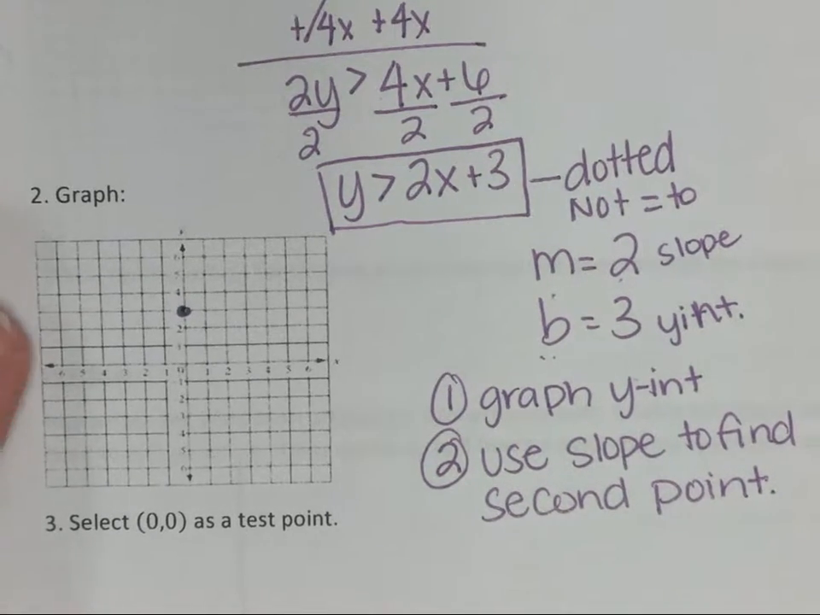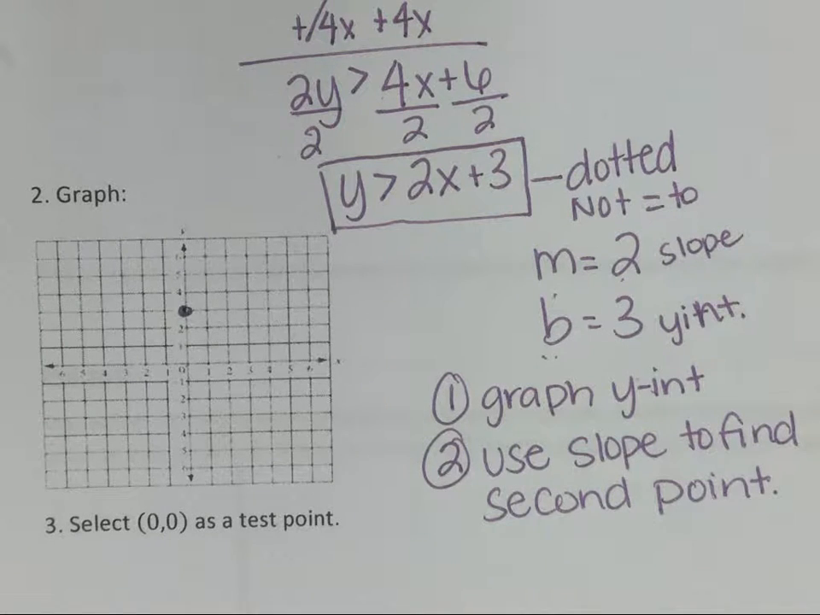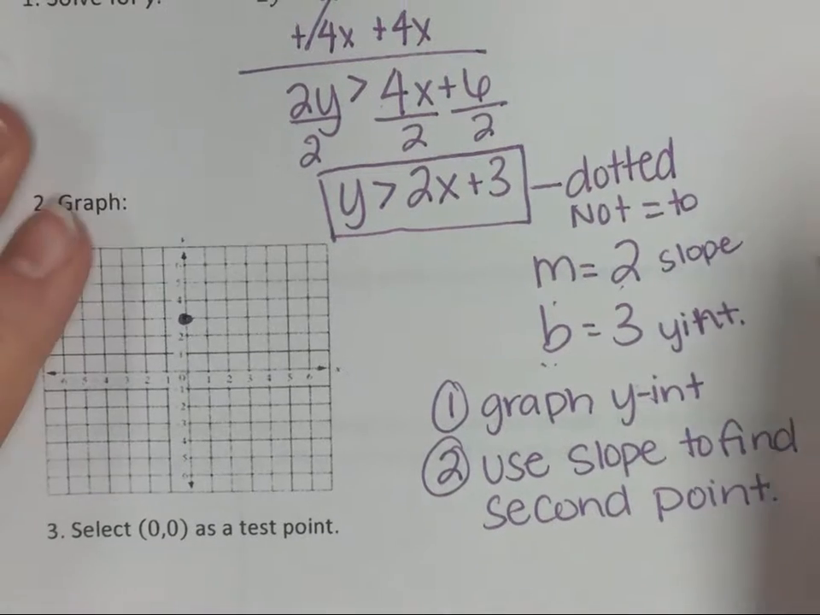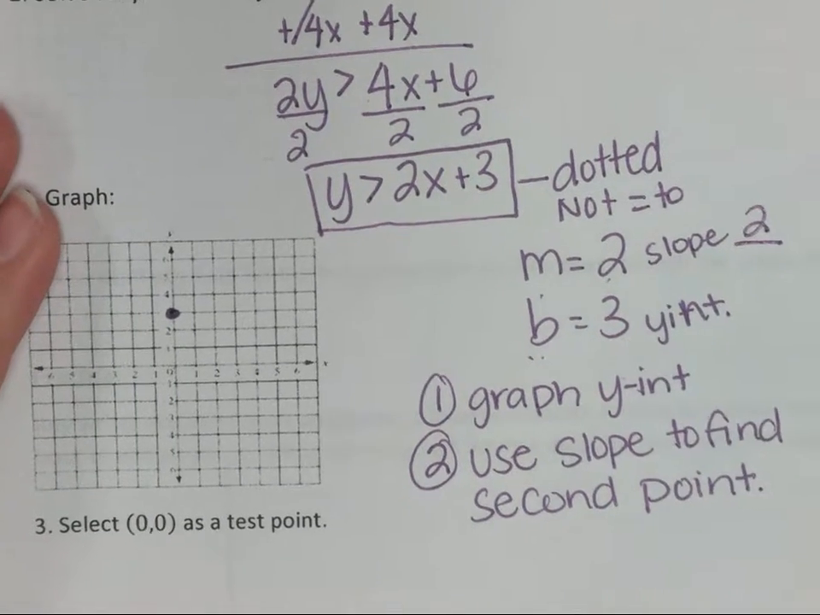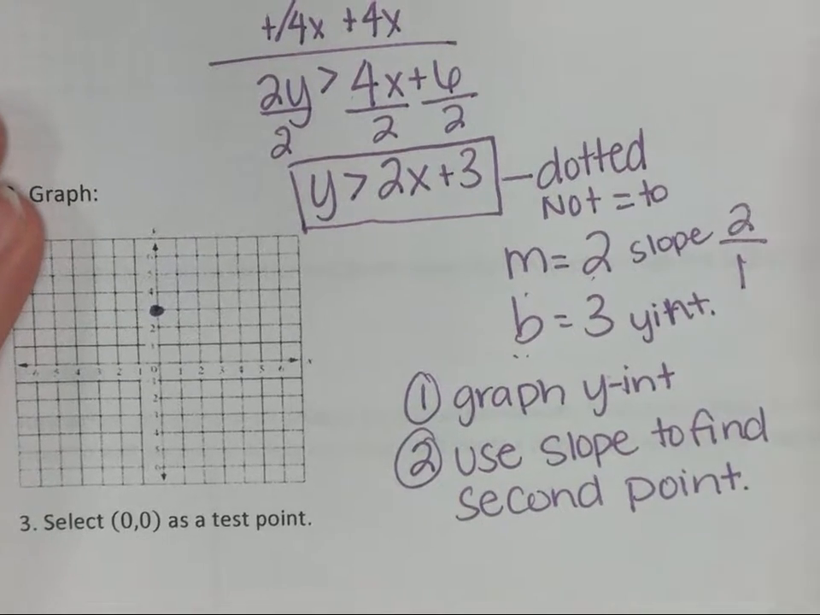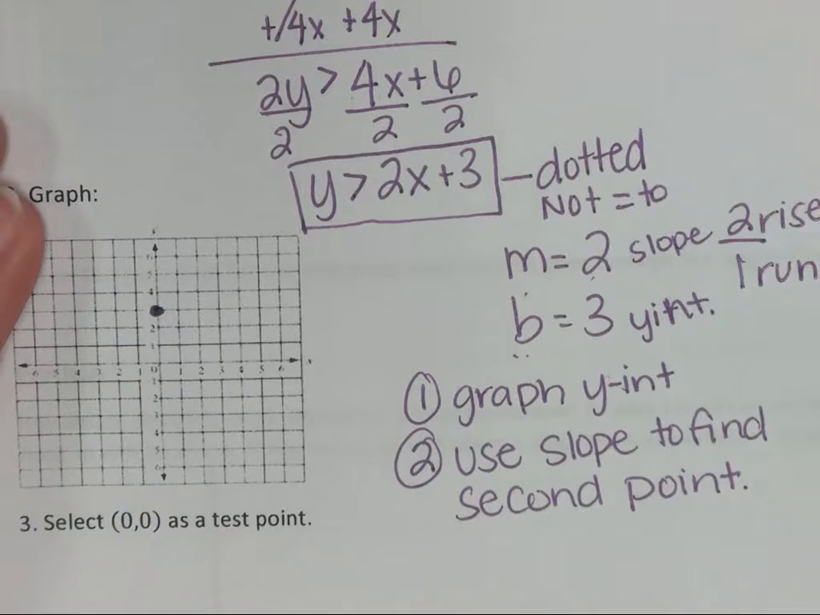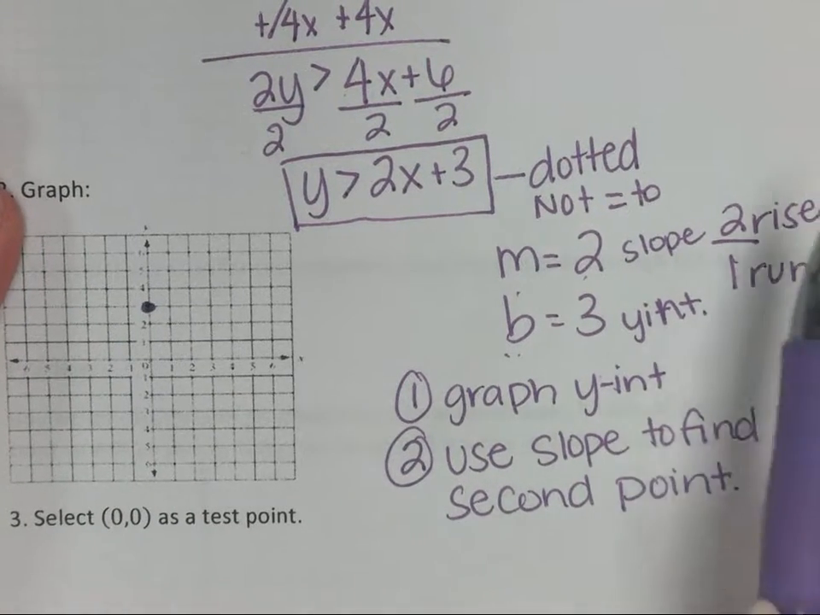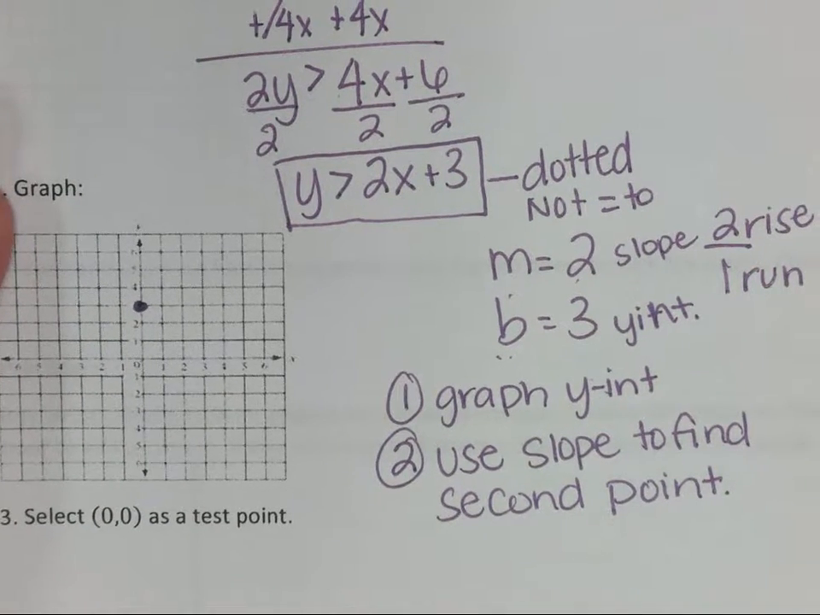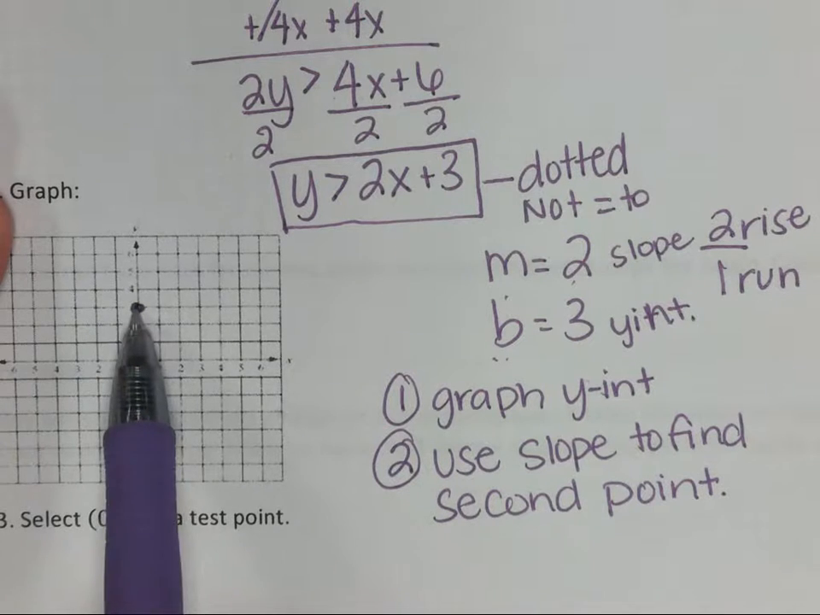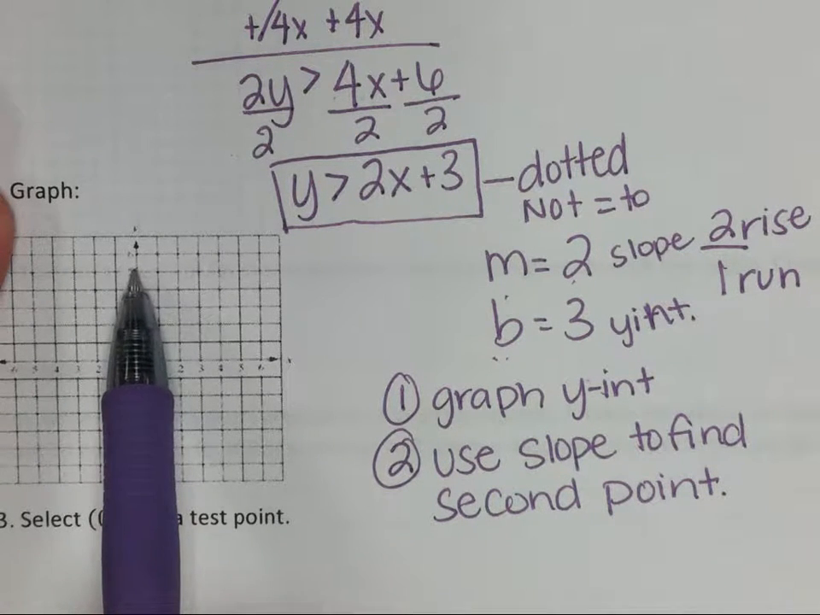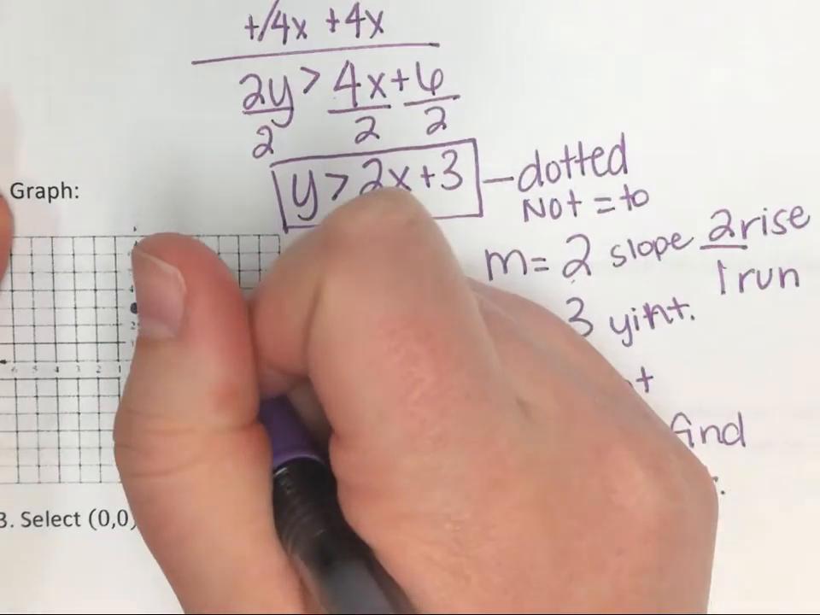Our second step is use slope to find a second point. Well, our slope is 2. I can put that as 2 over 1, and slope is the same thing as rise over run. So where am I going to start to use my slope? The y-intercept. So we have to start at the y-intercept, and we're going to go up 2 and right 1.